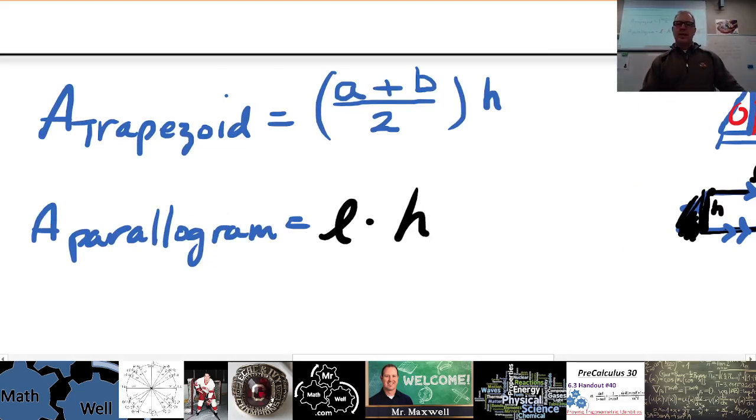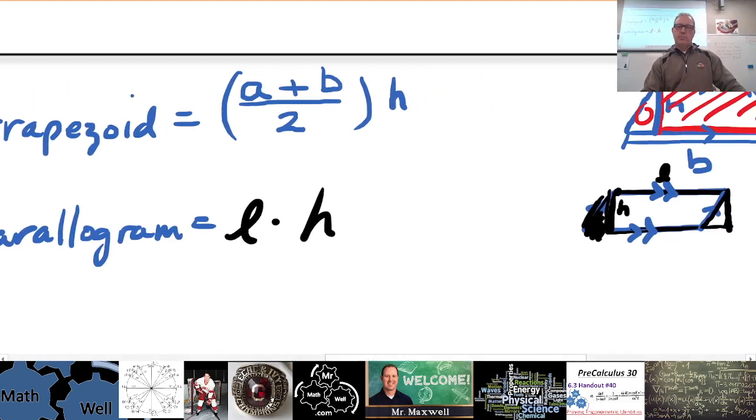So one of the side lengths times the height, of course that would be the distance to the other side of the parallelogram that makes a 90-degree angle. Or base times height if you want. Base times height is fine as well. Okay? But the length and the height have to make a 90-degree angle to each other. That's the only requirement. Okay?